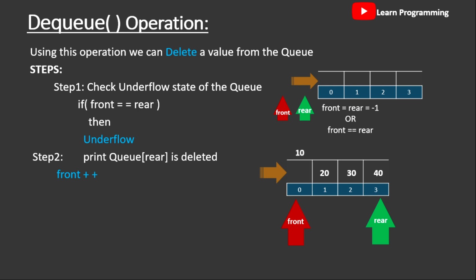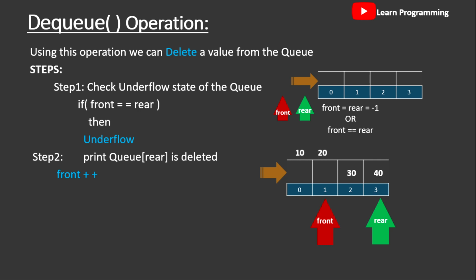Let us delete one more value. Here I would like to delete one more value. So since front is not rear, it is going to the second step, and it is incrementing the front position by 1. So the front position has changed from 0 to 1, and now we will be able to delete 20.